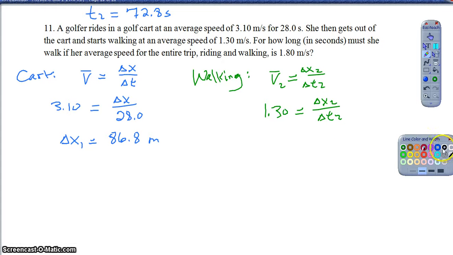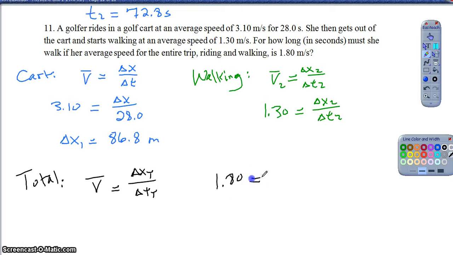So then the key to this problem is we bring both of these together and I think about the totals, right? Because they told me a little bit more information. They said her average speed for the entire trip was 1.8. So for the whole trip, her average speed would equal her total distance over the total change in time, right?